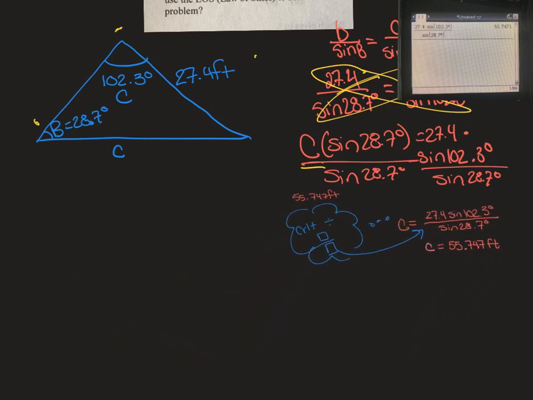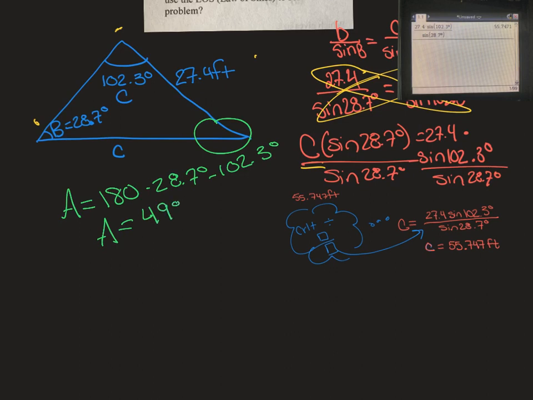Okay, so let's do A in green. So if I want to find angle A over here, big A, I hope you remember that on a triangle it adds up to 180 degrees. So I can do 180 minus the 28.7 degrees that I had for angle B, minus the 102.3 degrees that I had for angle C, and that should give me angle A. So in your calculator, you type 180 minus 28.7 minus 102.3, and you're going to find out that angle A is a nice even 49 degrees. So angle A in here equals 49 degrees.